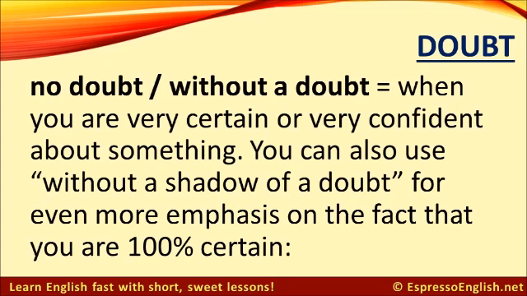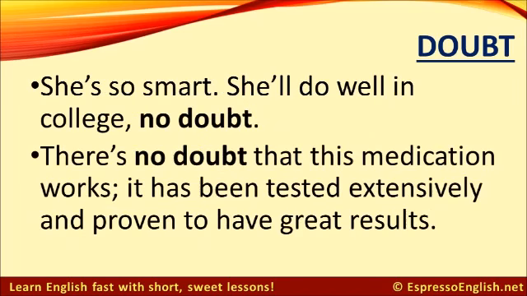No doubt and without a doubt are used when you are very certain or very confident about something. You can also use without a shadow of a doubt for even more emphasis on the fact that you are 100% certain. For example, she's so smart. She'll do well in college, no doubt. This means she will definitely do well in college.